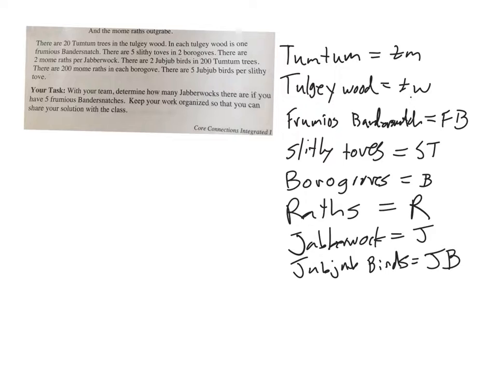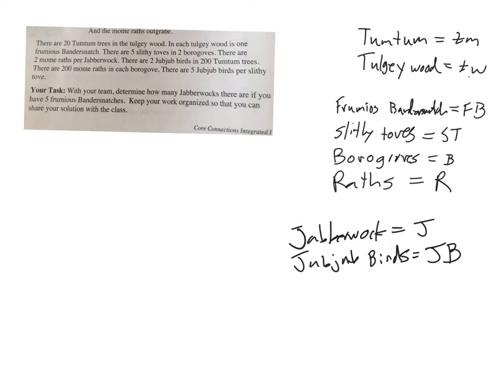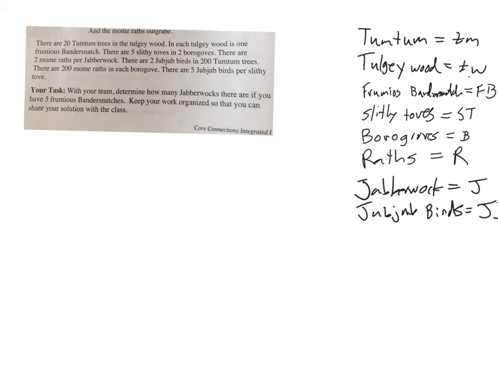And there's a Slithy Tove. Oh, hold on, nope. Tum Tum Trees. Oh yeah, I already got that one. So I'm just reading through all this. Tum Tum Trees. There are 200 more Wraths in each Borogrove. I got that. There are 5 Jub Birds per Slithy Tove. I already got Slithy Tove. So here's all my different units. A little ridiculous, a little bit made up, but that's okay. I'm going to squeeze these off into the side here. But now we've got all these things.